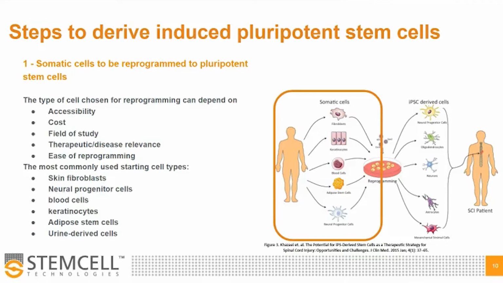iPSCs were first established from primary mouse fibroblasts. However, several different types of cells have been used to produce iPSCs, including fibroblasts, neural progenitor cells, blood cells, keratinocytes, adipose stem cells, and more recently, urine-derived cells. The efficiency of cell reprogramming varies among different cell types. Reprogramming efficiency is also dependent on the donor health and the primary cell passage number.